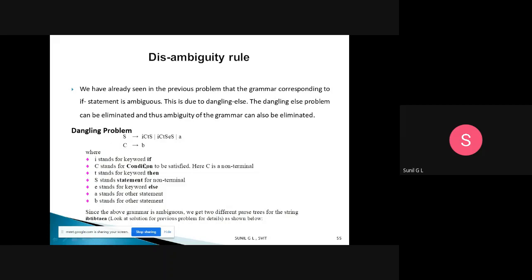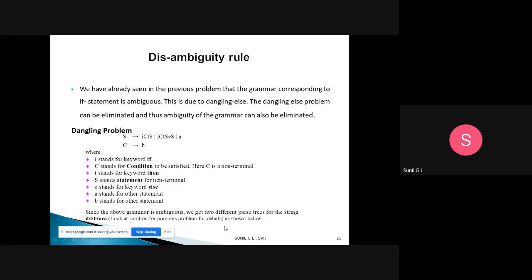I stands for the if keyword, C stands for condition, and T stands for then. These three keywords we have in the if statement: if, then, else. S stands for the non-terminal, which is the starting symbol, E stands for else, and a and b are the statements. This is the representation. Since the above grammar is ambiguous, we get two different parse trees for this string, ibtbtaea.